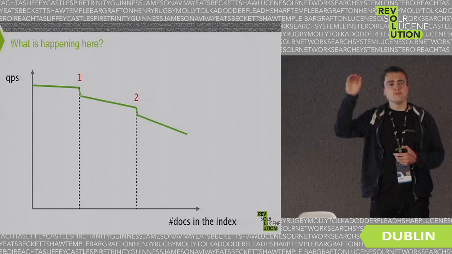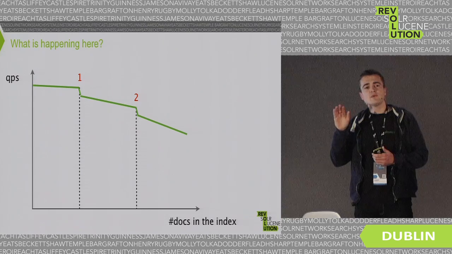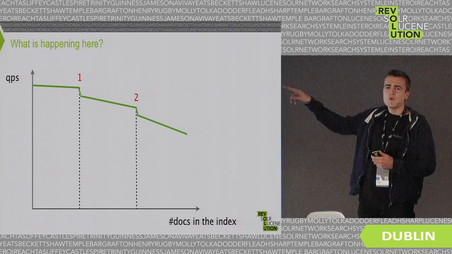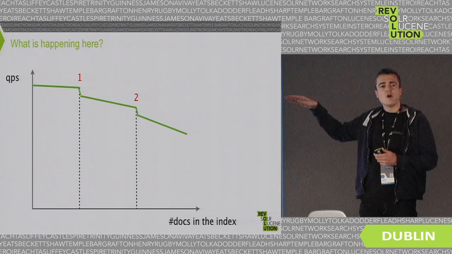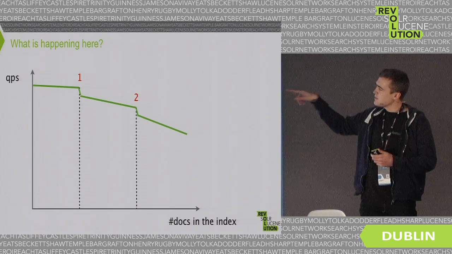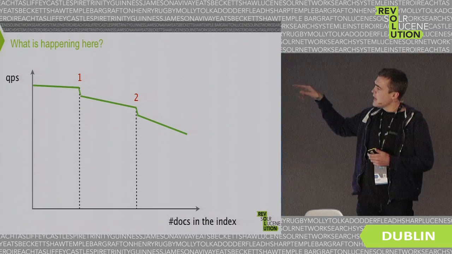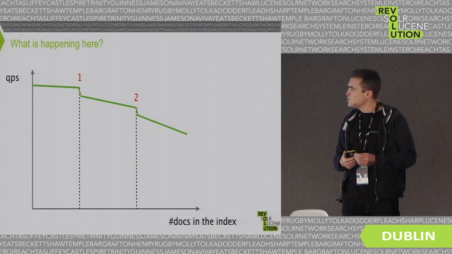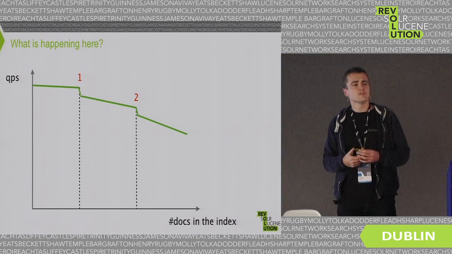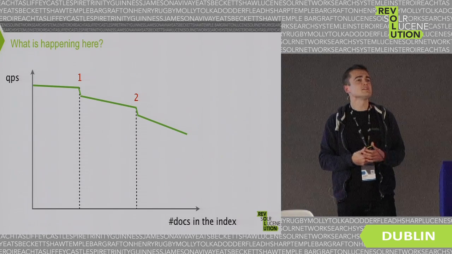At the beginning, performance will degrade very gracefully, and then something weird will happen, and performance will decrease a bit faster, and then something again very weird will happen, and performance will decrease even faster. So, do you have any idea why this happens? Yes?